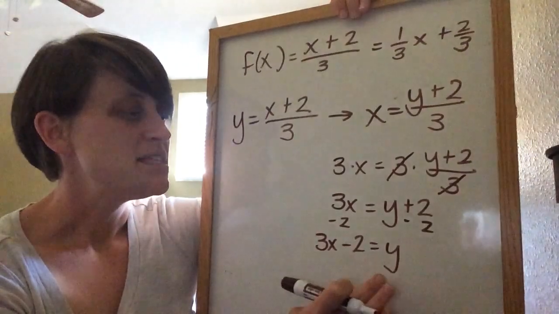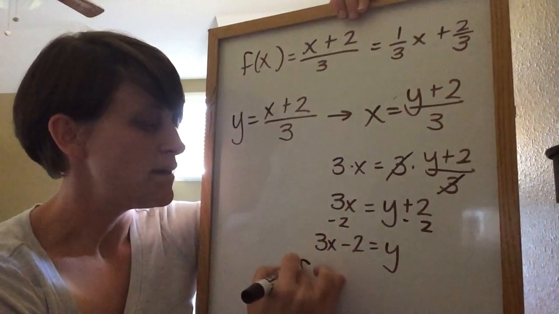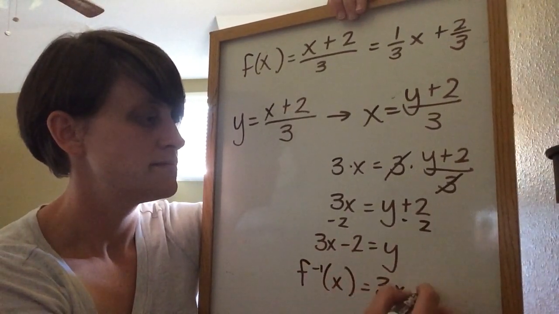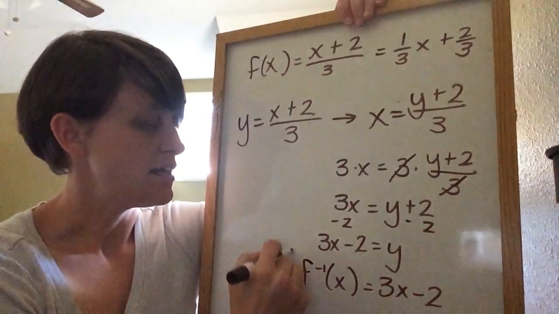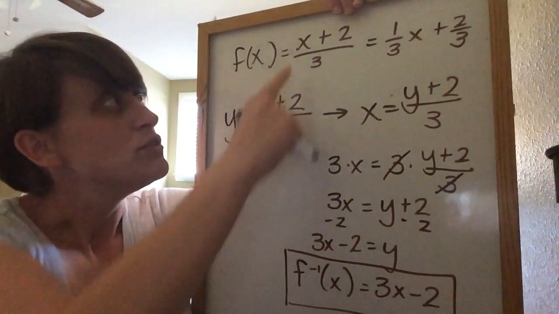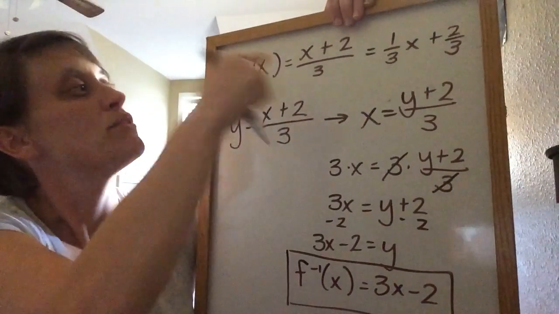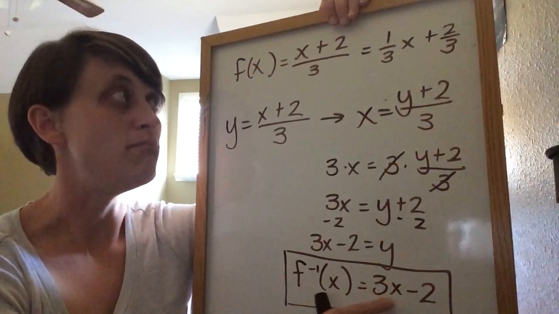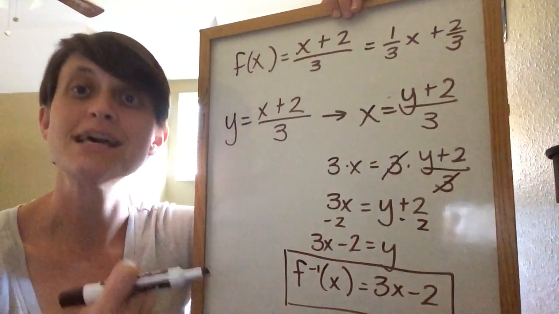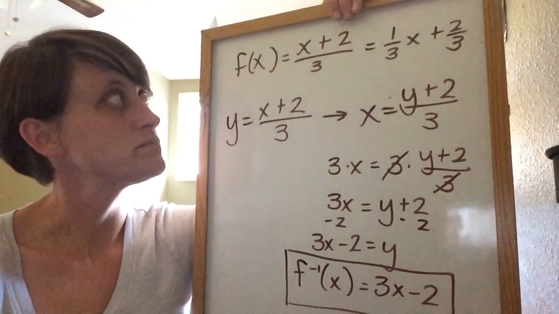Our very last step is to make sure people know what we just found is actually the inverse of this function. So we're going to bring back that function notation. And that's our inverse function, 3x minus 2. So once again, if you look at what happens to x in this function, we add 2, then divide by 3. In this function, we're going to multiply by 3, then subtract 2. So it's the opposite operations happening in the opposite order. It's exactly the reverse of each other.